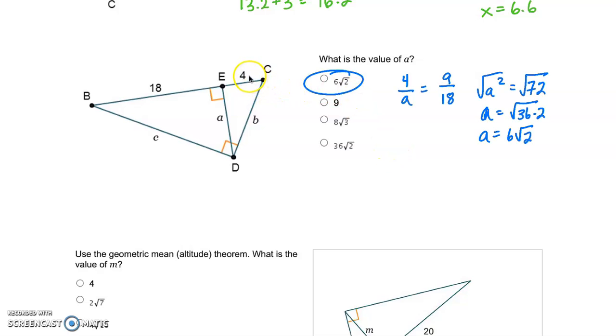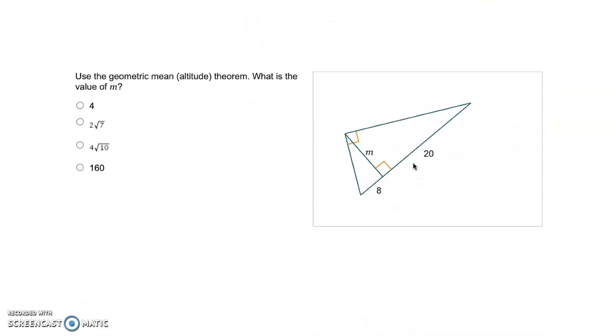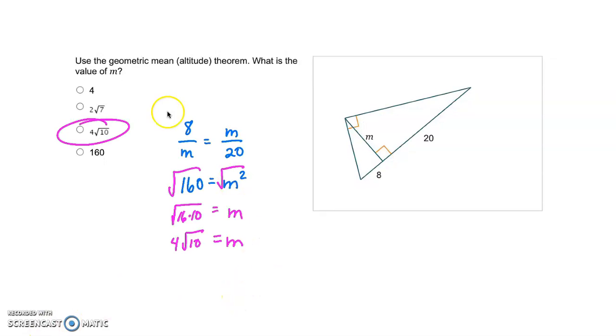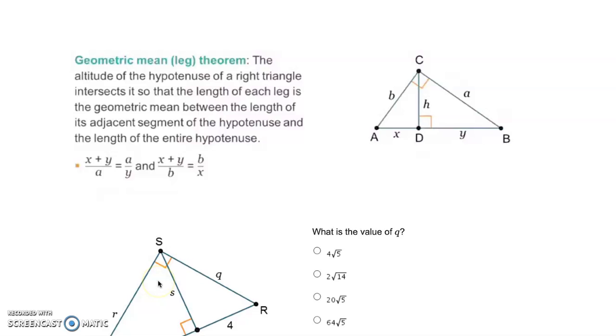You should have set up the proportion as 4 over a equals 8 over 18 and simplified that to 6 radical 2. Here's one more. Try this one. Again, we just set up our proportion 8 over m equals m over 20 and solve, and it's 4 radical 10. Our next theorem is the geometric mean leg theorem.